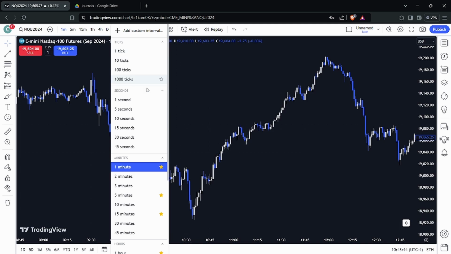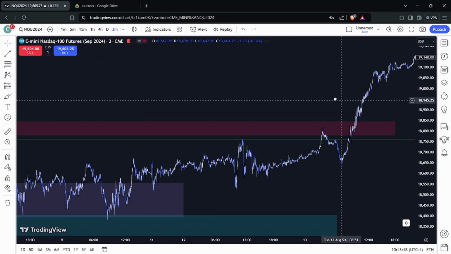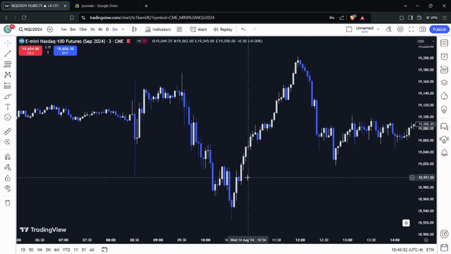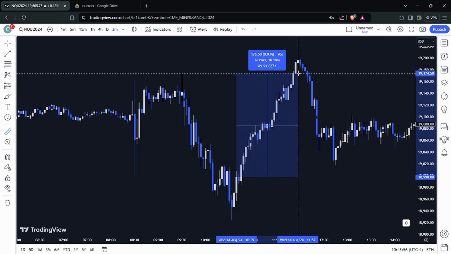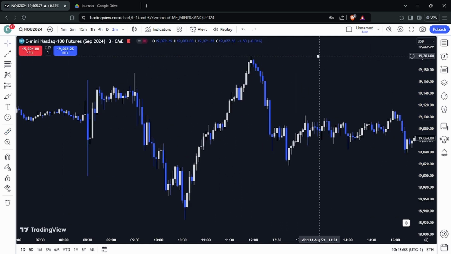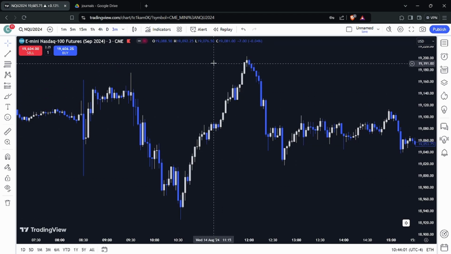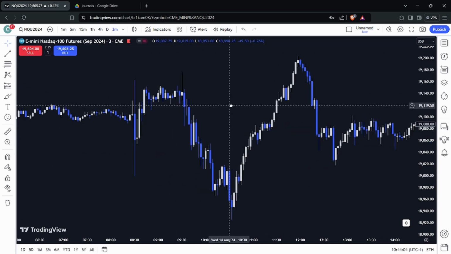I bet on the 3-minute chart, this looks like the kind of trade that would have a nice move. Yeah, see on the 3-minute chart, you get this inversion, absolutely beautiful 170 points. There's barely any red candles on the way up here. You can catch absolutely beautiful moves like that. So this is the kind of thing that you want to be looking for.